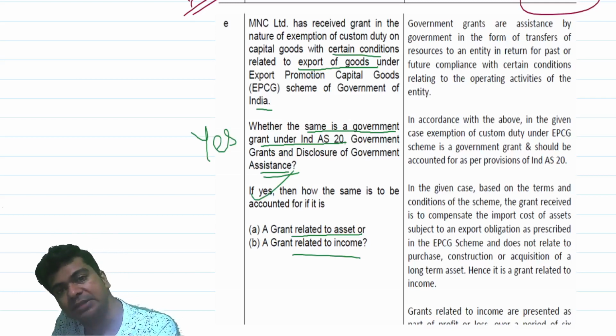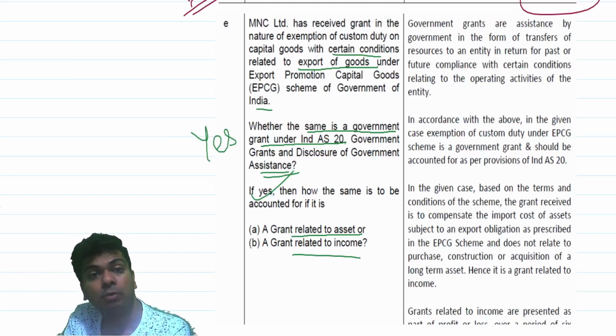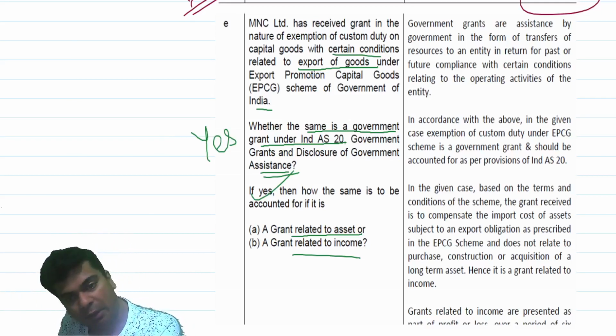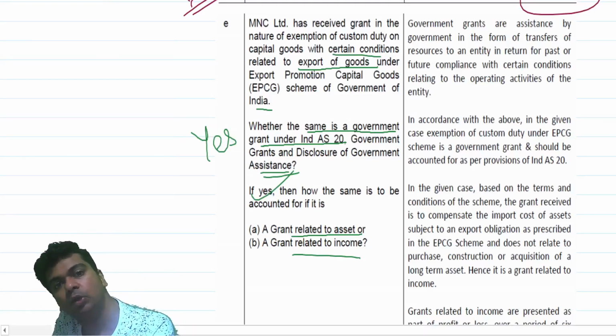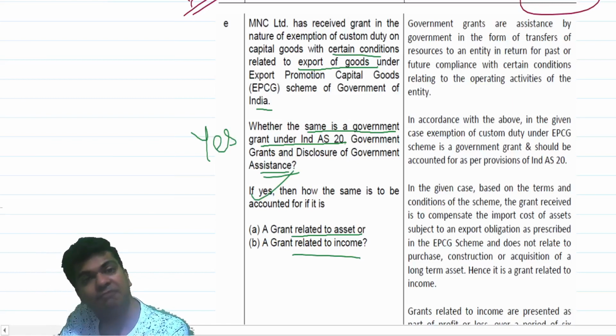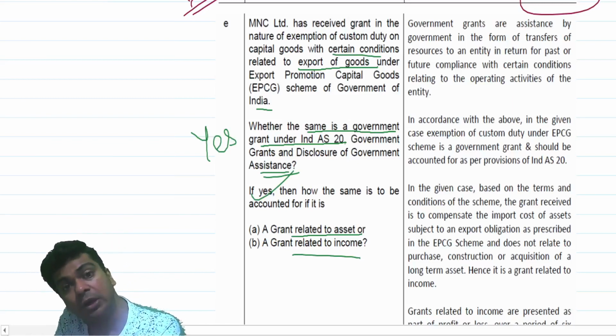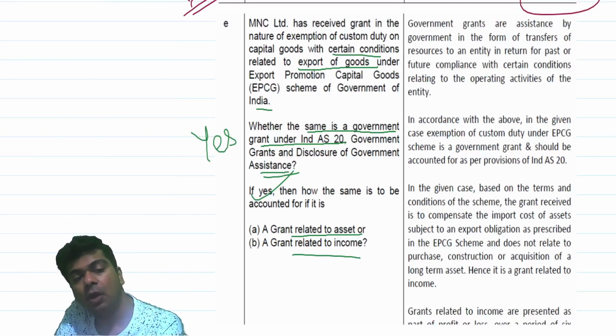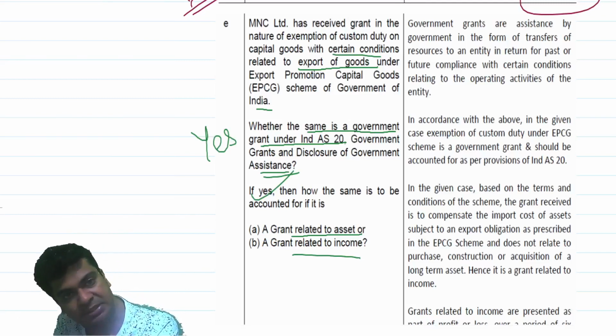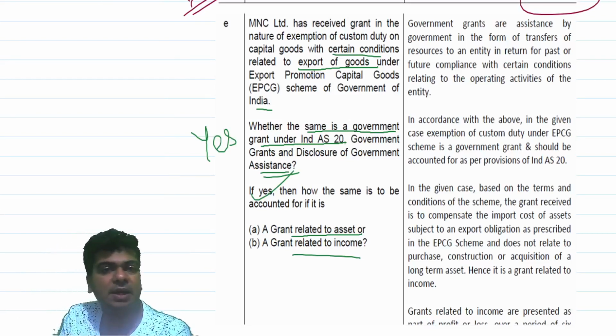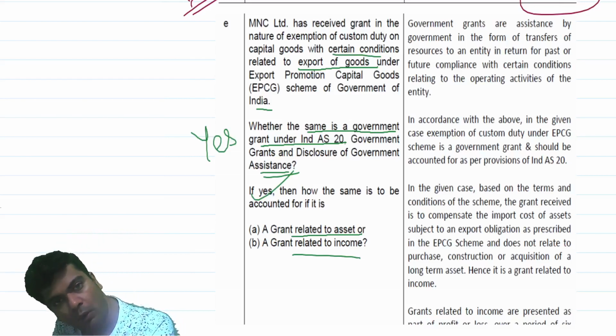Grants related to asset are grants that you are receiving for procurement of some capital asset. Now here, if you see the scheme, it has nothing to do with the asset. I am not getting any funds to procure an asset. I am also not getting any asset itself on a non-monetary basis from the government. No such thing is happening. So if you're asking me it is a grant related to asset, the answer will be no.